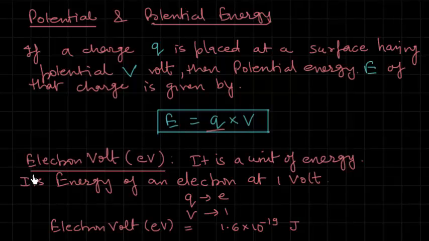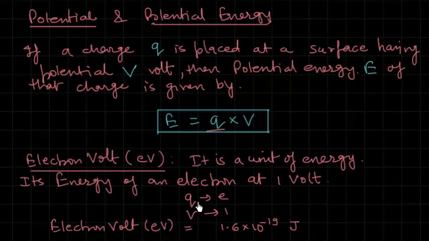Now next term is electron volt. So electron volt is a unit of energy. It's energy of an electron at 1 volt. So if you put Q as the electronic charge, and you put V as 1 volt, whatever you get here, that is 1 electron volt.